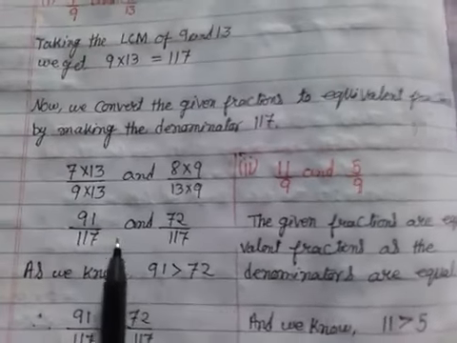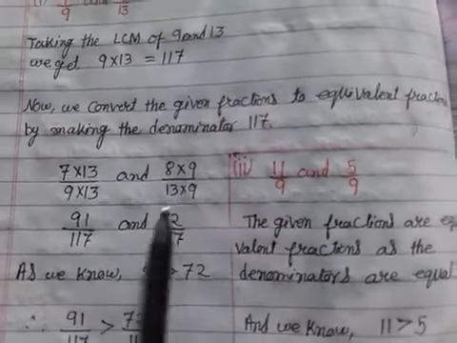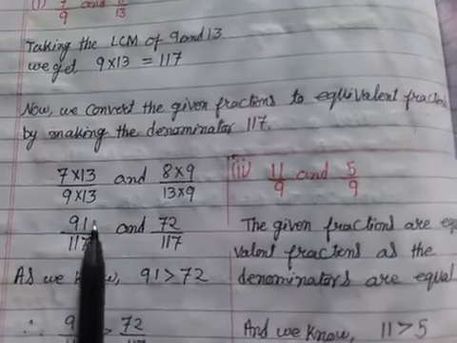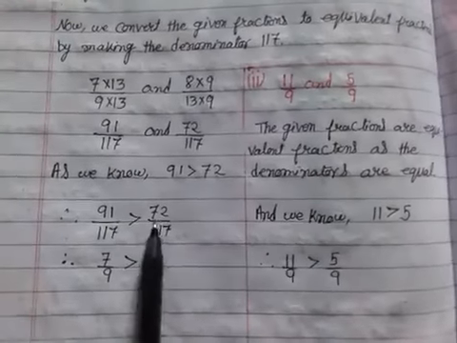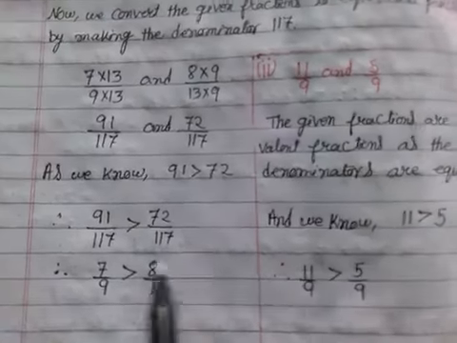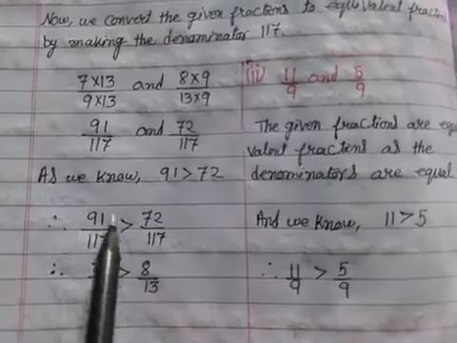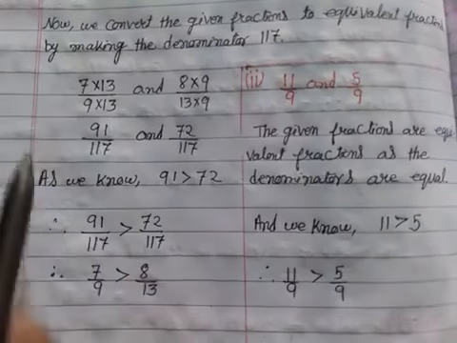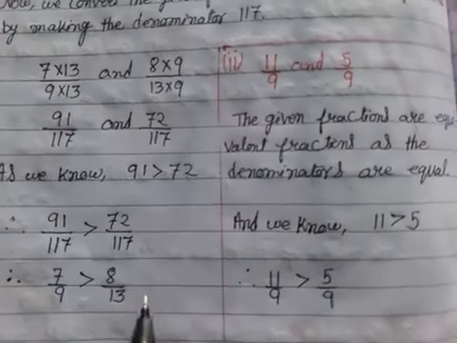Now both denominators are the same, but whose numerator is greater? This one, 91. As we know, 91 is greater than 72, so 91 by 117 is greater than 72 by 117. Now from where does 91 by 117 come? It comes from 7 by 9. So 7 by 9 is greater than 8 by 13.